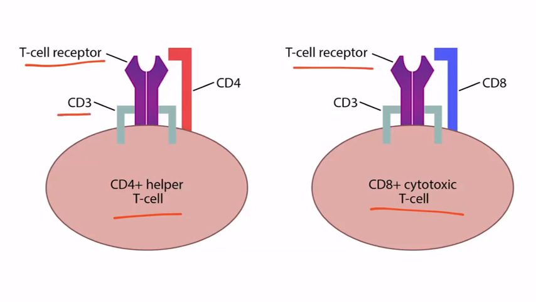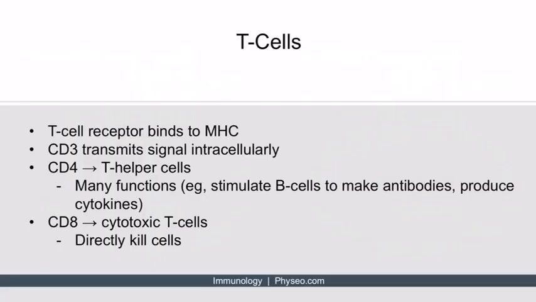The next component is CD3. This is a complex that surrounds the T cell receptor and is responsible for transmitting signals intracellularly. Finally, T cells have either a CD4 surface protein or a CD8 surface protein. So all T cells have a T cell receptor and CD3, but the CD4 or CD8 surface proteins are really what distinguish the T cells from one another. So the T cell receptor binds to MHC, and CD3 transmits the signal intracellularly.